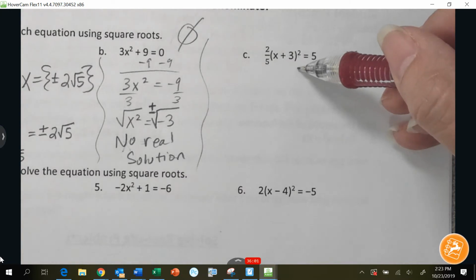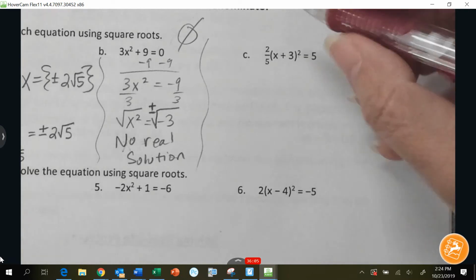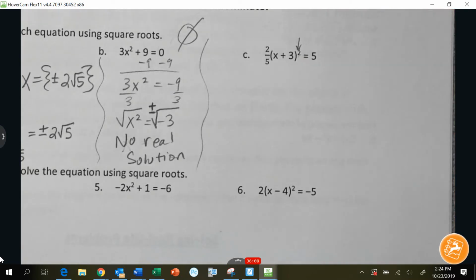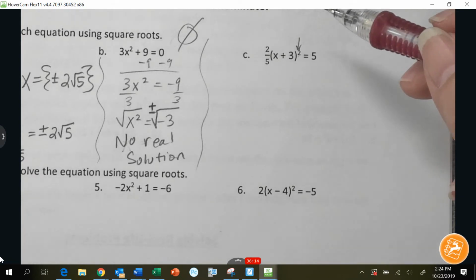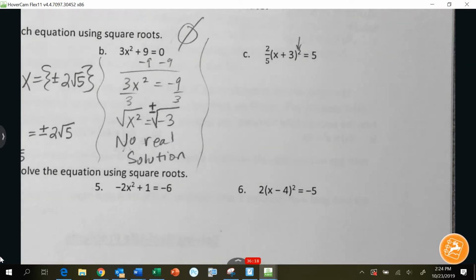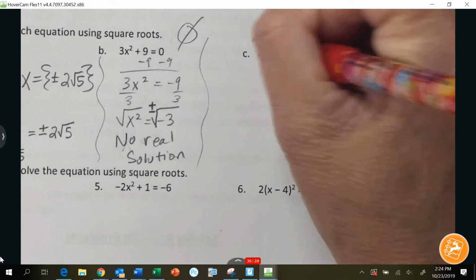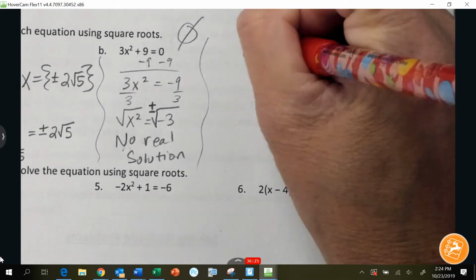We're solving this by square roots. So what we're trying to do is get the squared part alone. What right now is not being squared? 2/5. So how do I cancel out 2/5? Divide. No, multiply, sorry. We multiply by 5/2, the reciprocal.